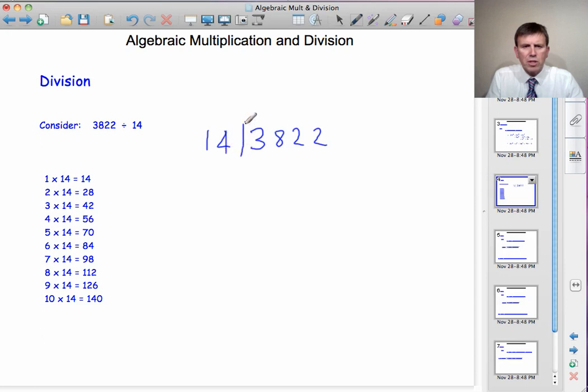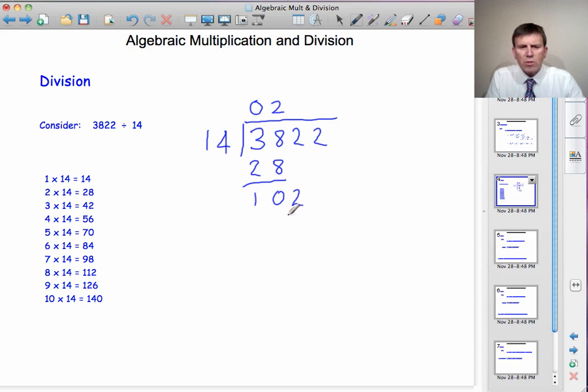If I'm using a long division algorithm, the first thing we say is 14s into 3, well, they don't go at all. So we look at 14s into 38. And from the 14 times table here, I can see 2 14s is 28. So we put the 2 up there and we say, well, we've used up 28 of that 38, subtract to see what's left. And we bring down the next figure.